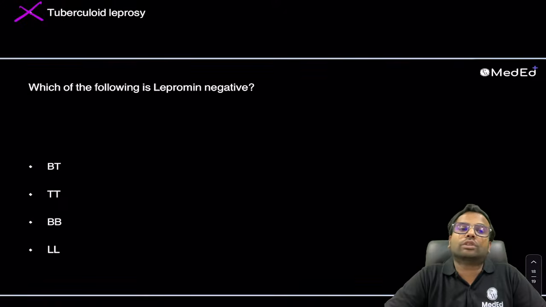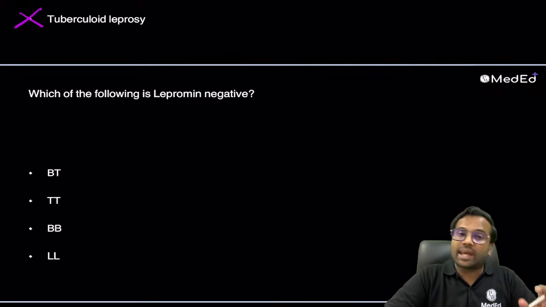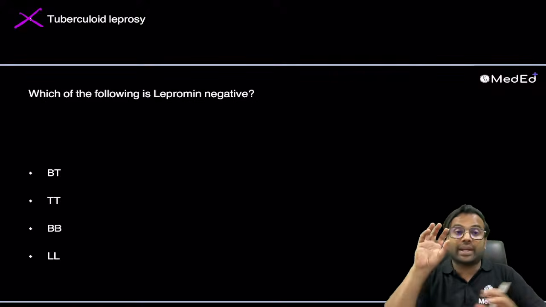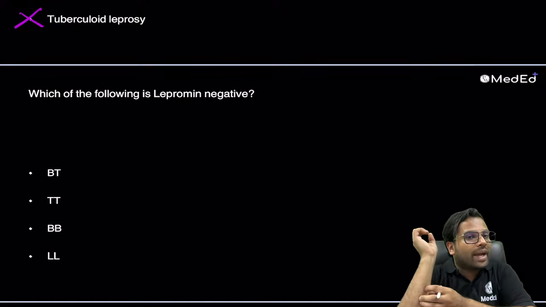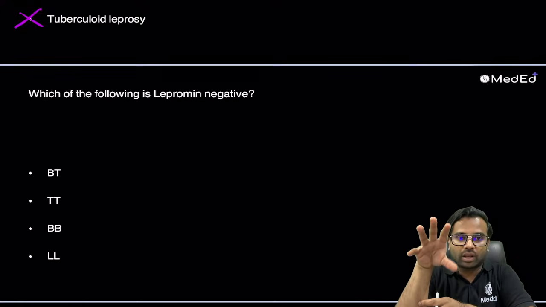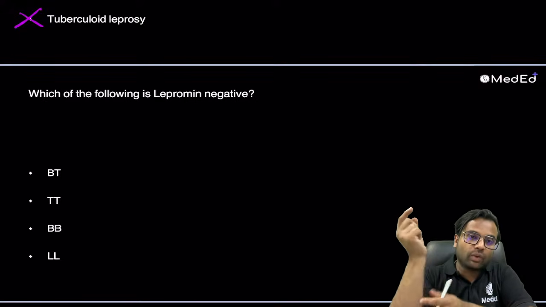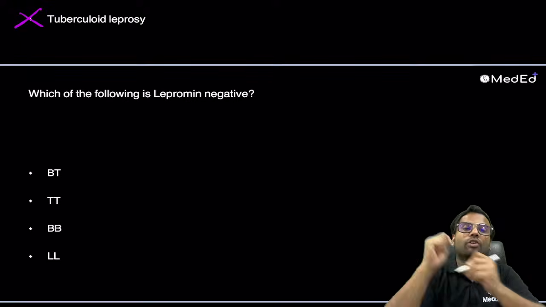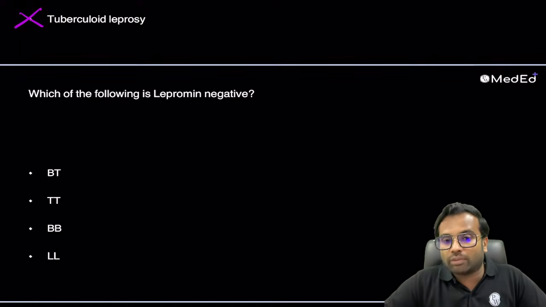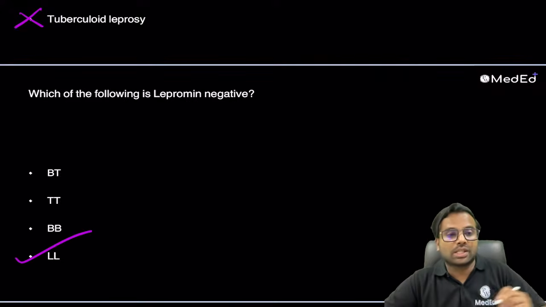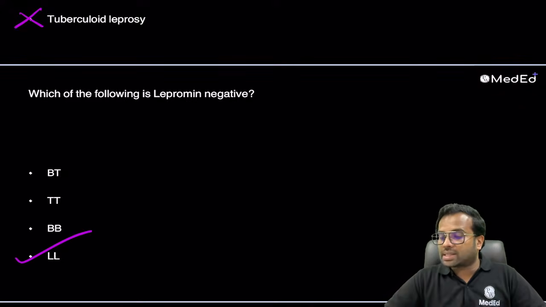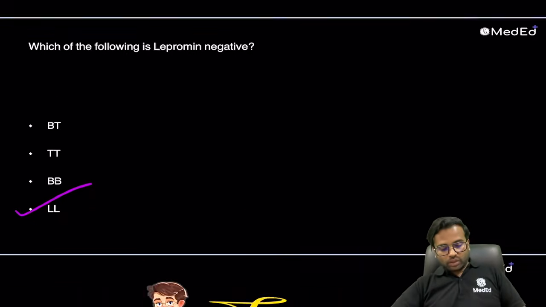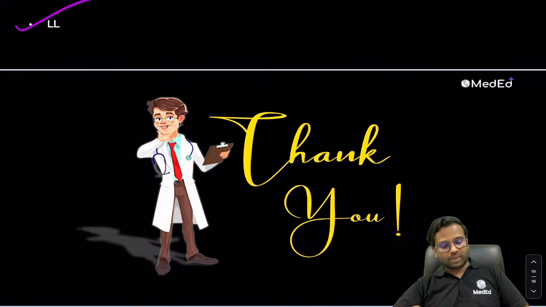Next one, in which of the following is lepromin test negative? Lepromin test will be positive if there is some reaction in the skin, and good reaction is seen when there is a good immunity. Whereas lepromin will be negative when there is no reaction in the skin, and that happens when there is a very bad or the worst immunity. In which type do you have the worst immunity? You have the worst immunity in lepromatous leprosy. So that is all about the different types of classification in leprosy.